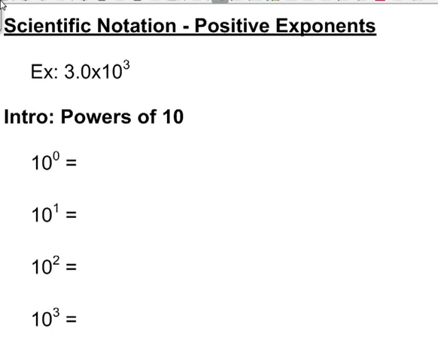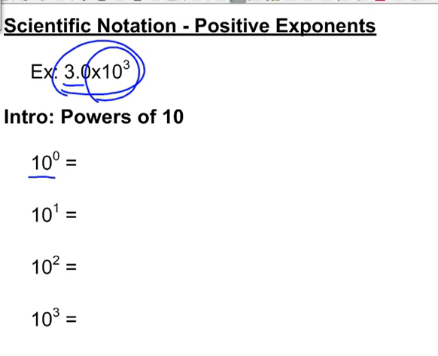Scientific notation with positive exponents. The number 3.0 times 10 to the exponent of 3 is in scientific notation. The number 3.0 out front is what we call our coefficient, and the times 10 to the power of 3 tells us how large our number is.